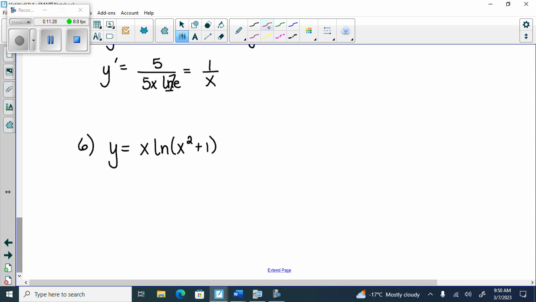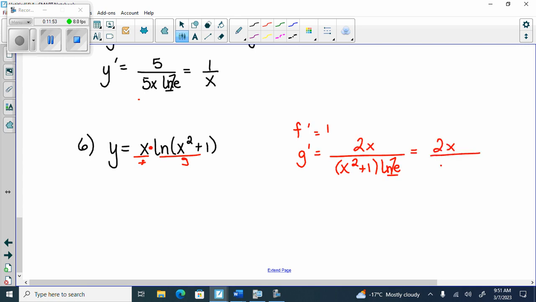Now, this one, what do we have to spot with 6? Product rule. There's a multiplication here, right? So I'm actually going to say f prime is 1. g prime is x squared plus 1 in the denominator, ln the base, so ln of e, which is a 1, and the derivative of that on the top, so 2x. So it's just 2x over x squared plus 1. And then we're going to do product rule.